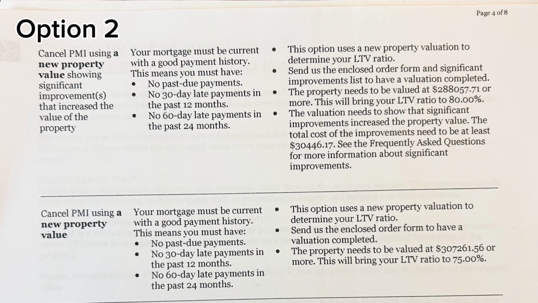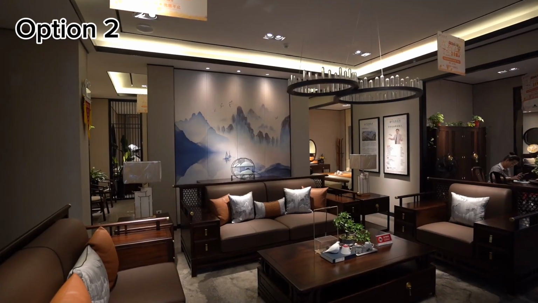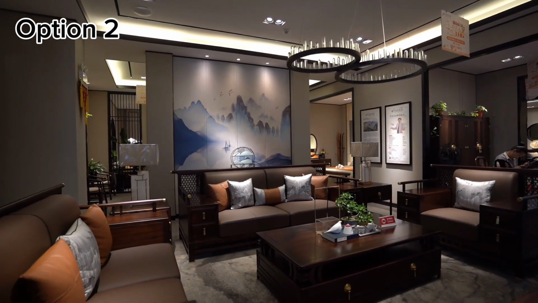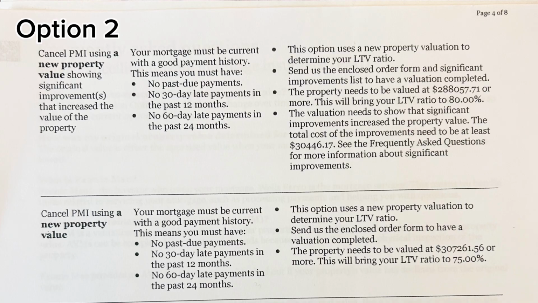Option 2 is to get a new property value based on the significant improvements that you made after you moved in. So if you went in and remodeled a ton of things and spent a ton of money that brought you to that equity threshold of 20% based on the improvements, then this might be a good option for you. In my case, I only spent about $5,000 on upgrades, and as you can see, the packet says I needed to have spent $30,000 in upgrades to remove PMI this way, which of course I didn't do. So option 2 doesn't work for me either.